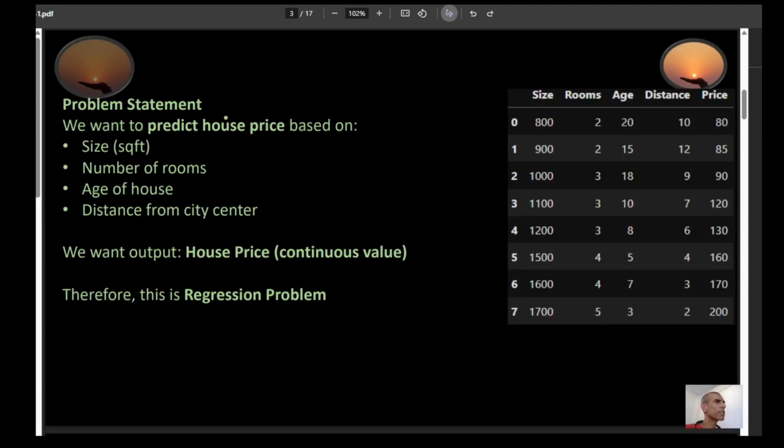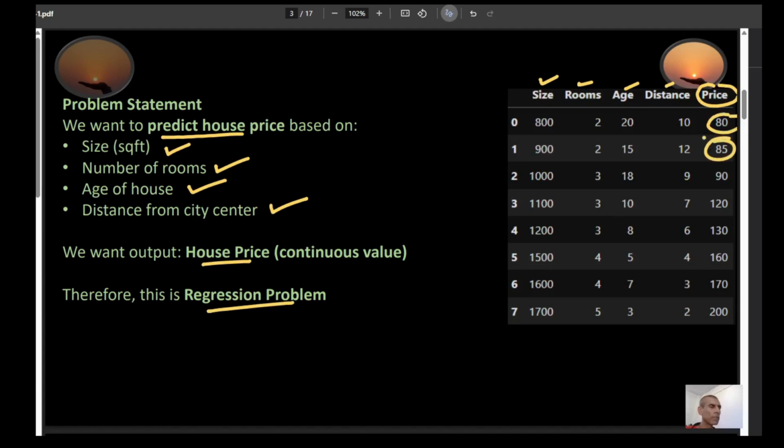So let's understand this through a simple example. Suppose we are trying to predict a house price based on the size of the house, the number of rooms in the house, how old the house is, that will be the age of the house, and how far the house is from the city center, that's your distance from the city center. In this case, we are trying to predict the house price. So let's say the data is given to you like this: size, room, age, distance, and this is the column that we have to predict. This would be a regression problem because we are trying to predict a numerical value, this number right here.